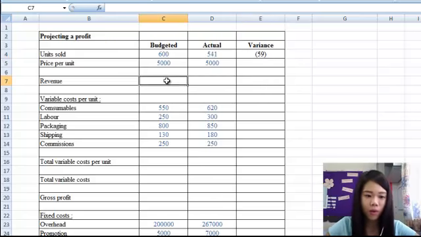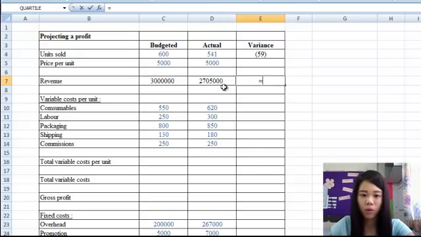Now we want to calculate the revenue. To calculate the revenue, we multiply the price per unit with the units sold, and the same formula for the actual revenue: price per unit multiplied by units sold. Now we want to find the variance between the actual revenue and the budgeted revenue: actual revenue minus budgeted revenue. So this is the variance between the actual revenue and the budgeted revenue.